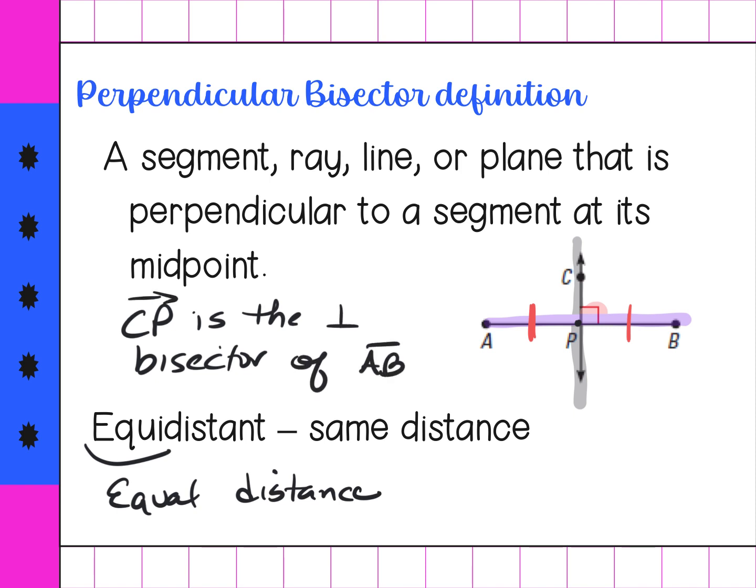And remember, a segment can be bisected. You can't bisect a line because we can't find the midpoint of a line, but a line can be a perpendicular bisector. So when you're looking for the perpendicular bisector, we're looking for the right angle mark and that it split the segment into two congruent pieces. We already talked about perpendicular lines in Chapter 3.